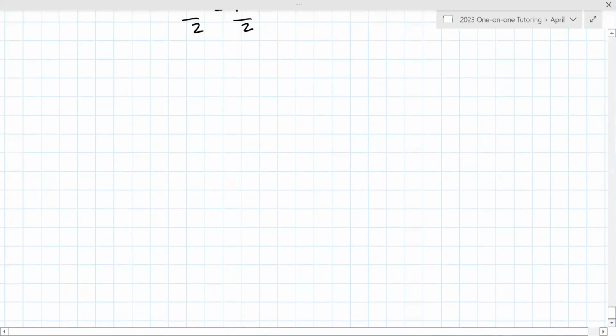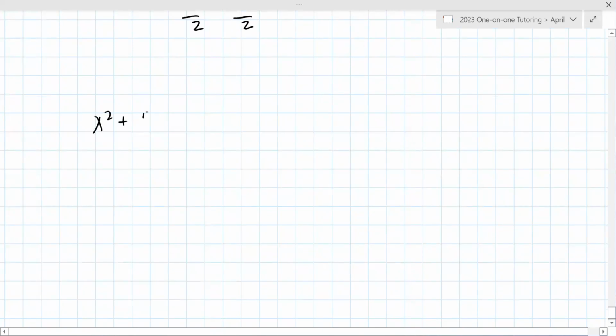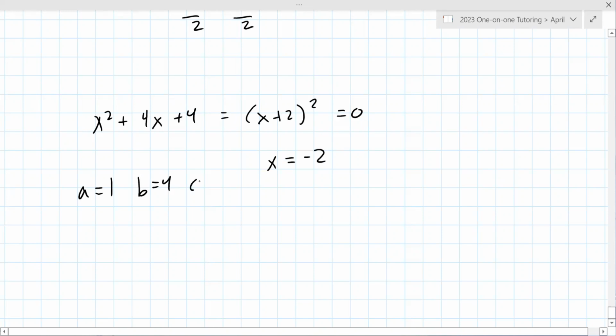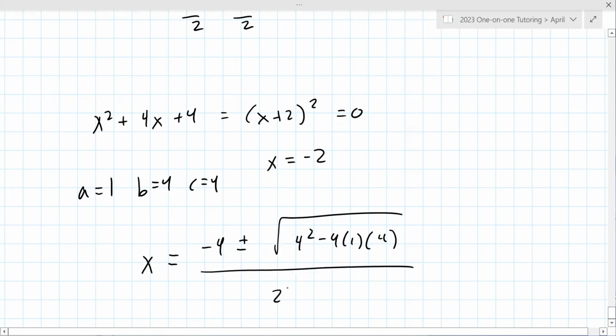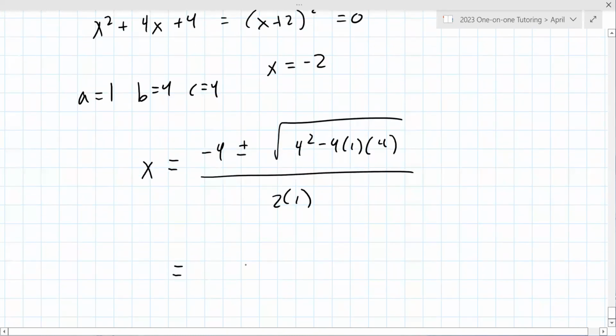All right, so let me really quickly show you another possibility here with quadratic formula. So this factors into x plus 2 squared equals 0. So this is the solution of -2 only. A equals 1, B equals 4, C equals 4. So if we apply the quadratic formula, -4 plus or minus the square root of 4 squared minus 4 times 1 times 4, all over 2 times 1. Notice inside the root here, it's 16 minus 16. What does that become? 0. So it is possible for it to be the square root of 0.